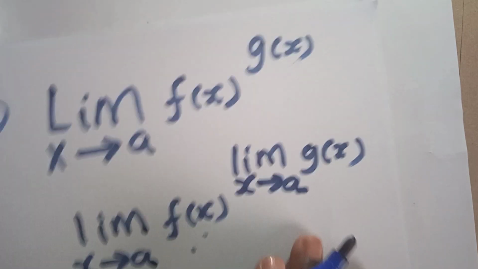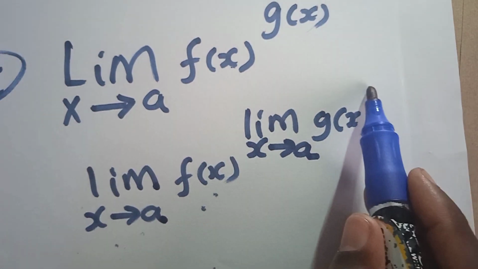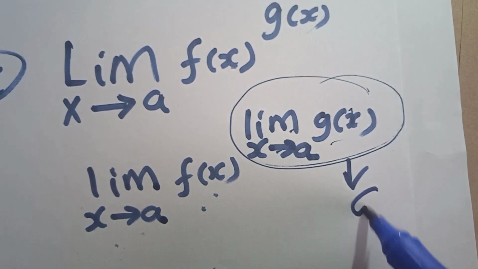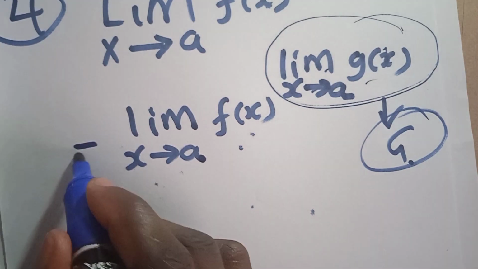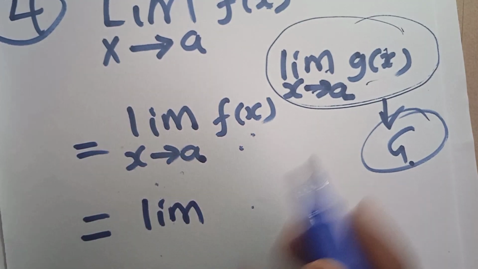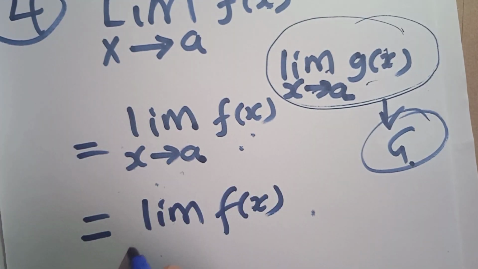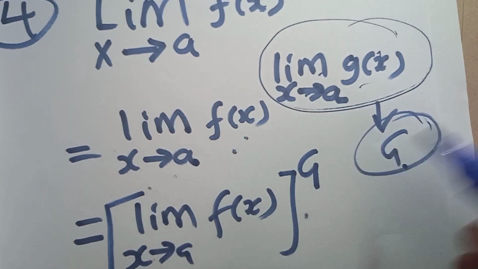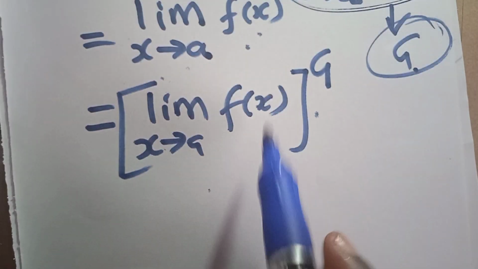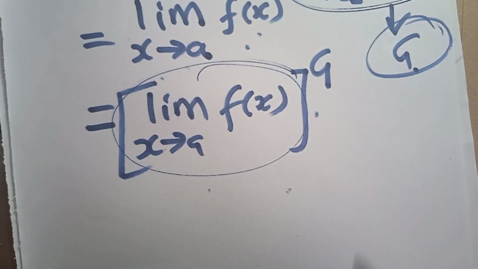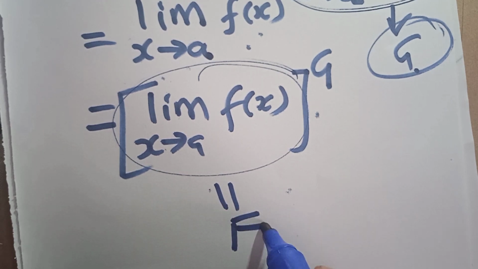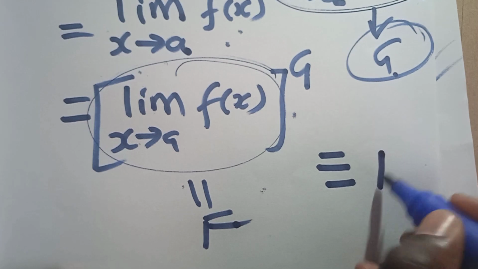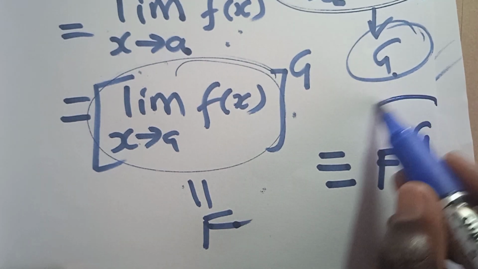Now let's look at what this will give us. The limit of g of x as x tends to a, we said it is g. So if this is g, then we can rewrite our property as this: the limit of f of x as x tends to a, we are raising to the power g, because g is the value of this limit. And similarly, the value of this limit we also have is supposed to be f. So if that's the case, then all of it should just be equal to f raised to the power g, and that is the property.